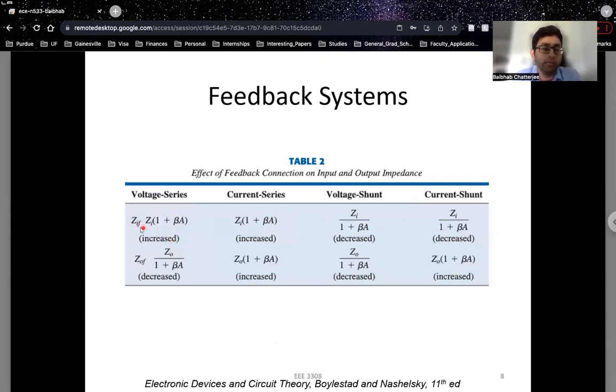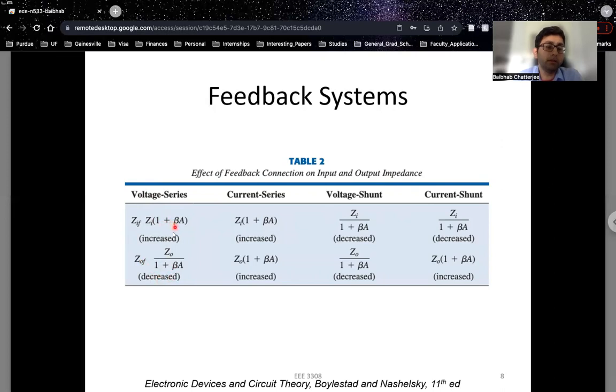So you see that for voltage series, your input impedance is increased by the factor of 1 plus A beta, but the output impedance is decreased by the same factor. How do you remember which impedance will increase and which impedance will decrease? Just think about this: it's a voltage series feedback, so you're taking some voltage quantity from the output and putting it back at the input side. You can try to think of it this way: you are in a way trying to reduce the voltage at the output because you're taking away some amount of voltage from the output. If you're trying to reduce the voltage over current, which is the output impedance, that will decrease.